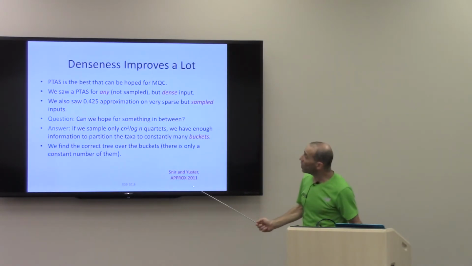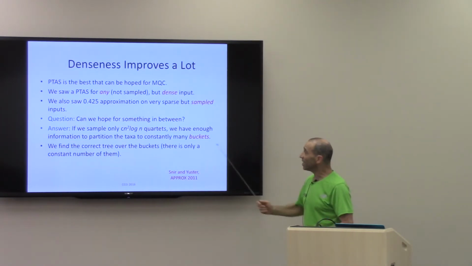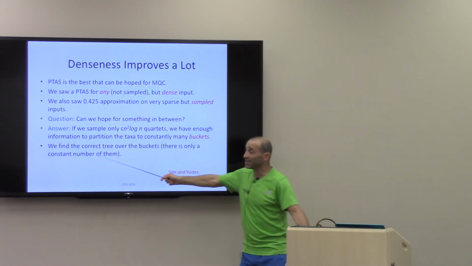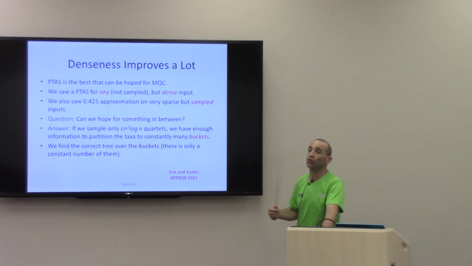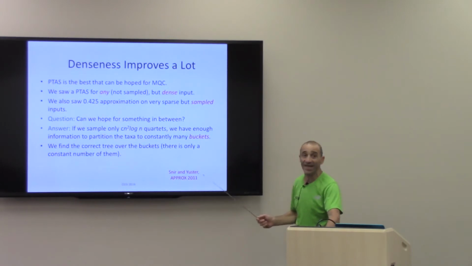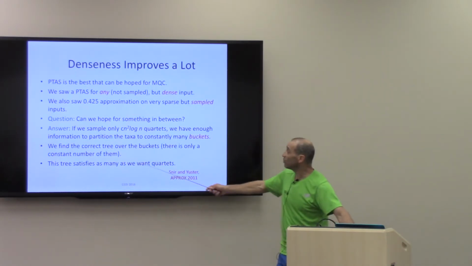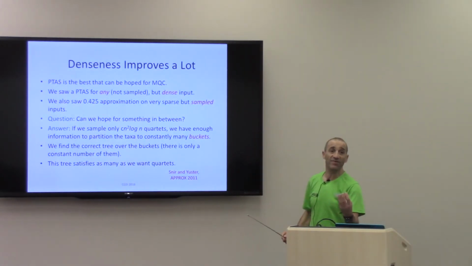Now, we find the correct tree. We just search over all the trees. We find the correct tree over the buckets. There is only a constant number of them because we have a million to whatever, or 2 to the million. It is still a constant. Everything is constant. It's not dependent on any parameter from the input. This tree satisfies as many quartets as we want, because for the rest of the quartets, in the buckets, we will have random trees.